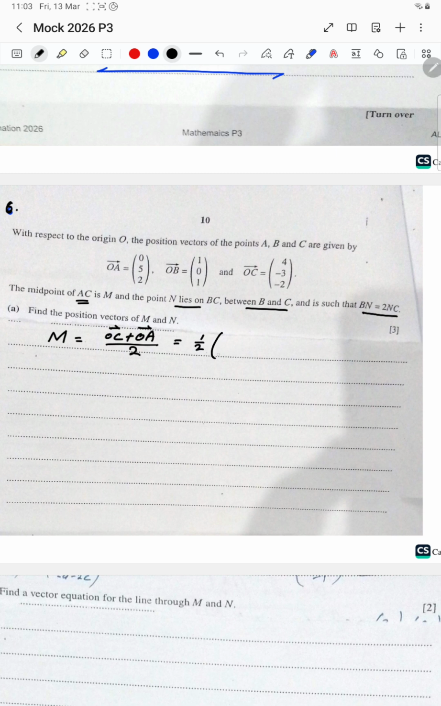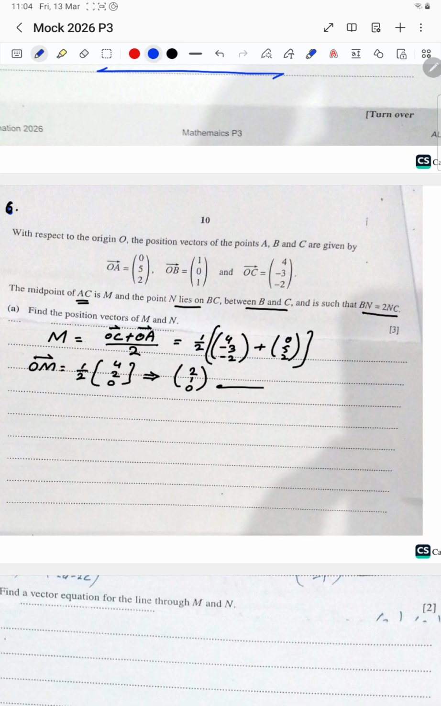1 by 2 of OC, which is (4, minus 3, minus 2), plus, I will write like this in square brackets, OA, which is (0, 5, 2). Column matrices are given, so we know M will be 1 by 2 times (4 plus 0 is 4, minus 3 plus 5 is 2, minus 2 plus 2 is 0). So divided by 2, I will get OM, or M, the position vector with respect to the origin, that is (2, 1, 0). That is one of my answers. I hope you got it.